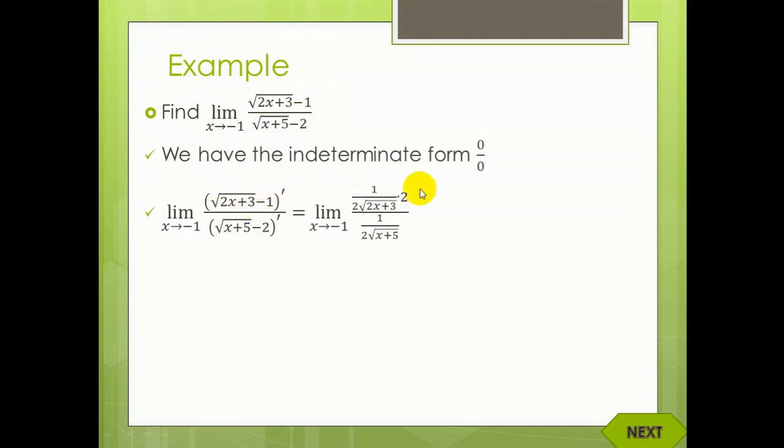The derivative of this one is this one when we simplify. And then when we get it like this, you just need to substitute x approaching minus 1 into this function. Then you will get 2 times square root of 4 over square root of 1, and the result is 4. So this one is correct.